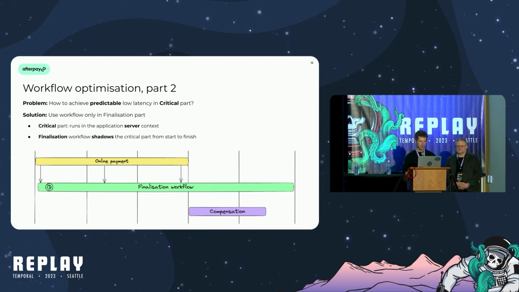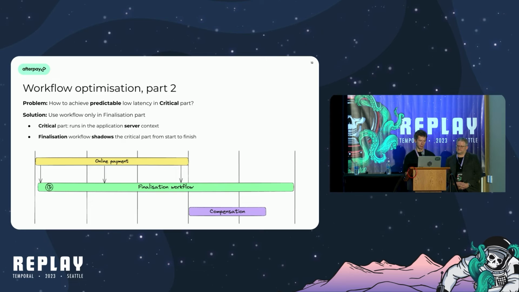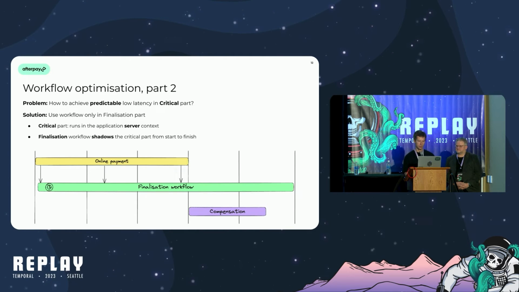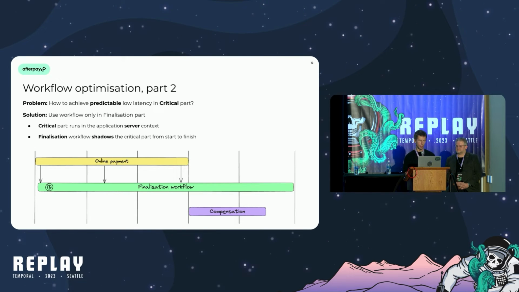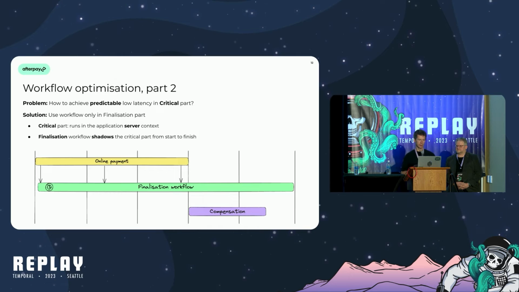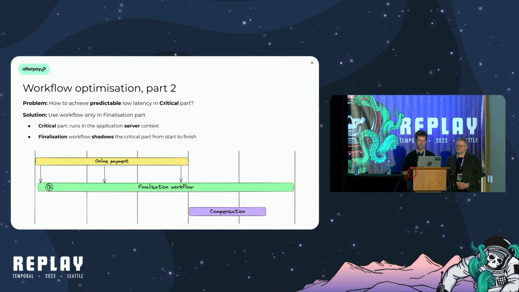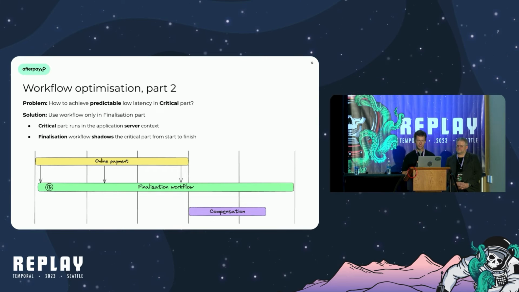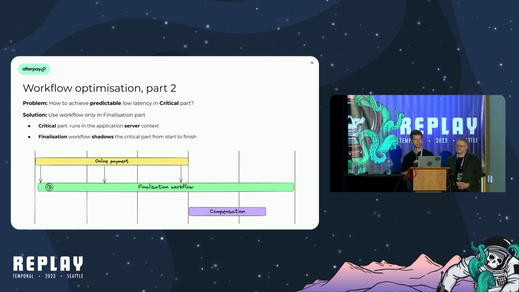Well, but what if it's not enough? Temporal does add some overhead, in our case at least 200 milliseconds or even more, to the overall processing time. In some use cases, it's too much overhead, and the question is, is it possible to reduce the processing time even more to get a predictable low latency? The answer is yes. If the critical part must fail fast, there is a way to shorten it even further.